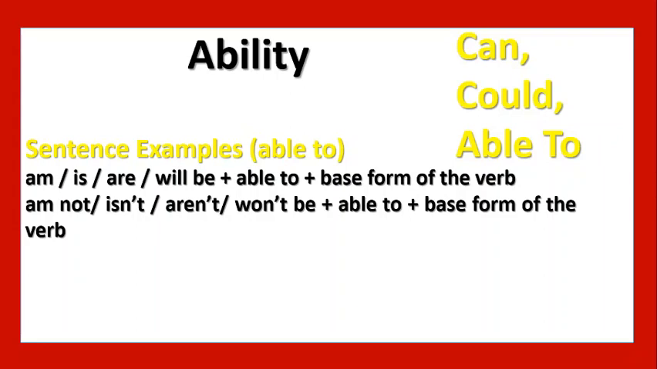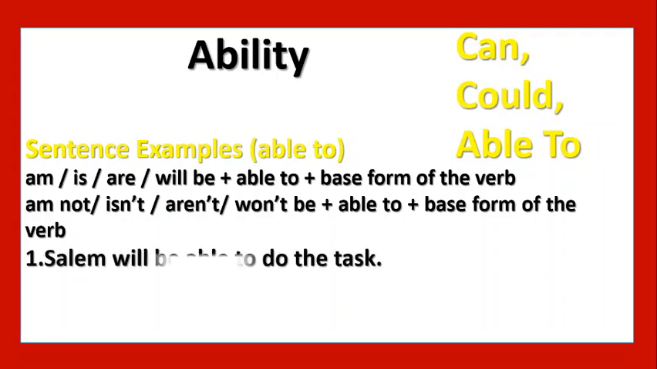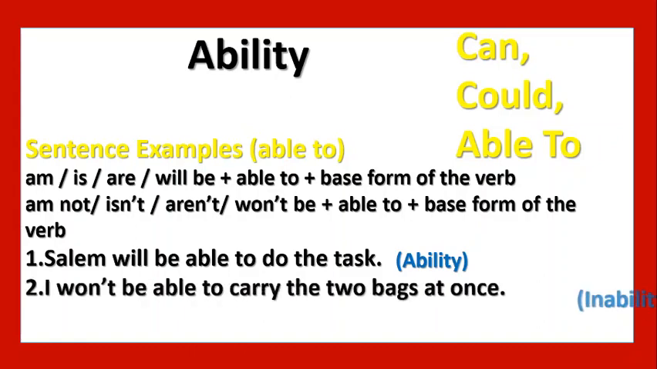Look at this ability form as a stated example. Salem will be able to do the task. Ability. You see that it is in the future form, right? She will be able to do it. It shows that she has the ability to do that. I won't be able to carry the two bags at once. It shows inability, that the speaker does not have the ability to carry the two bags at once.